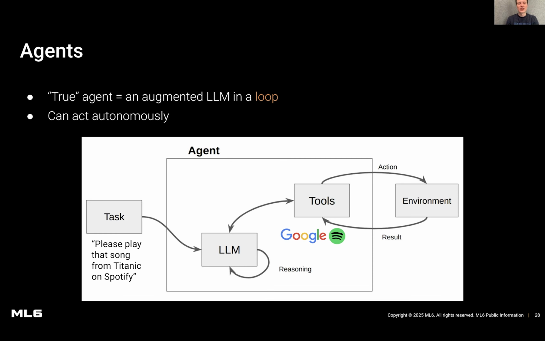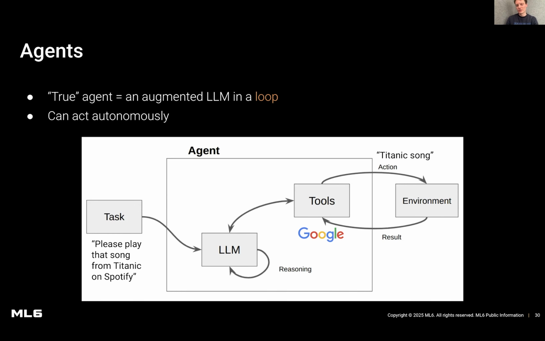And so what is going to happen in this case, if someone asks about that song from Titanic and to be played on Spotify, well, the first thing is it will perform some kind of reasoning. So in this case, it looks at this question. Okay, I have this question from a user. I have access to Google Search and Spotify. So as I don't know the song of Titanic, I will first use the Google Search tool to find the appropriate title and artist of that song.